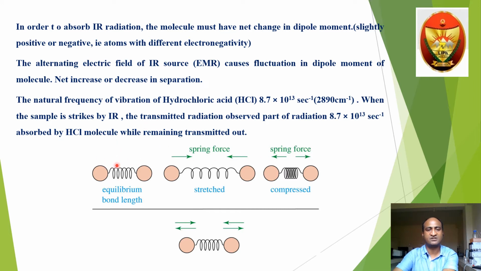The chemical bonds present between atoms, this is one atom, this is another atom, are in the form of a spring. Due to the change in electronegativity, there is a generation of a dipole moment. When the IR strikes this, it will absorb the radiation. Due to that, the bond length will either stretch or compress, so there is a change in the net force of the chemical bond. That is recorded by the IR instrument.